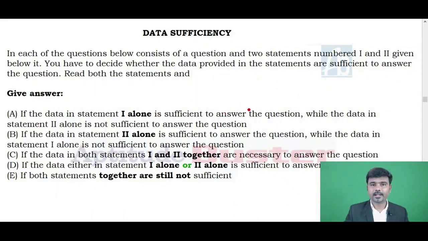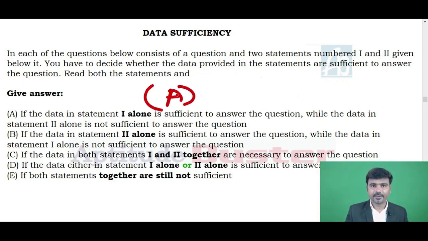Now we are going to discuss the data sufficiency question type. In this question type, the question will be given with two statements. You need to decide which statement is sufficient to say the answer. Here, the answer choices are like this: if statement 1 alone is sufficient, mark the answer A.